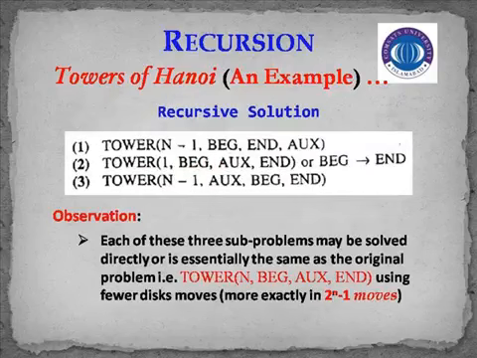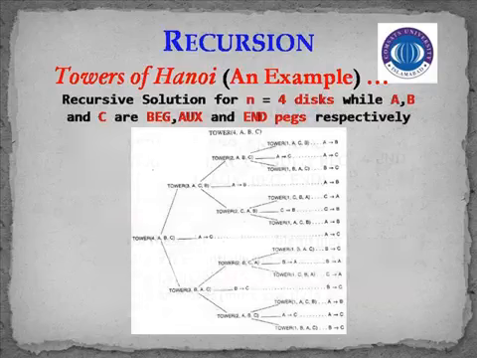Dear viewers, this slide mentions the recursive function calls in case of Towers of Hanoi. It must be noticed that each of these 3 subproblems may be solved directly, or if essential, they may be solved by making recursive calls to themselves, as in the case of the original problem. The exact number of movements is 1 less than 2 to the power n moves of the disks. In this slide, the recursive calls are depicted for 4 disks that take 15 moves to accomplish the objective.